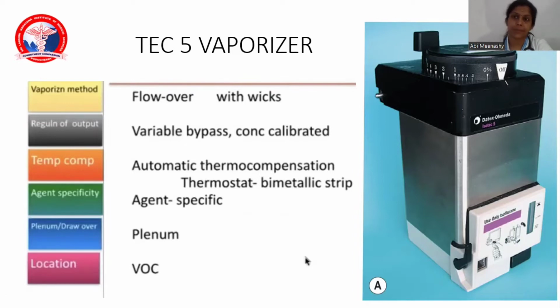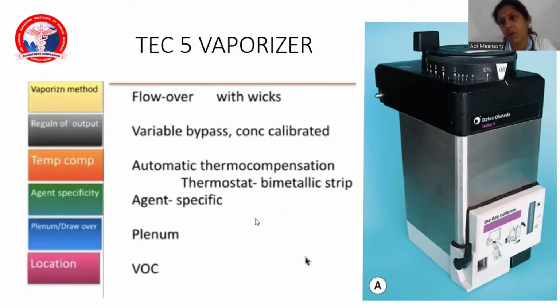So 6 points of Tech 5: flow over with wicks, variable bypass, concentration calibrated. It is automatic thermocompensated using a bimetallic strip. It is agent specific, it is a plenum vaporizer, it is a vaporizer outside circuit.